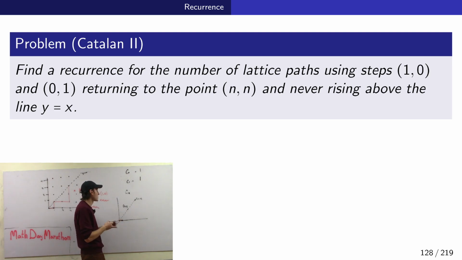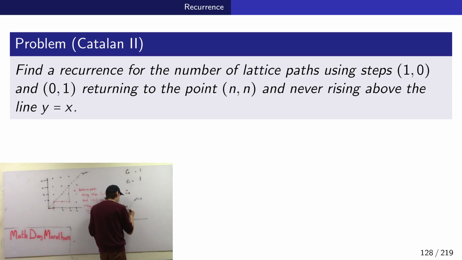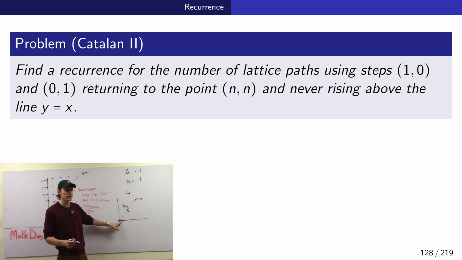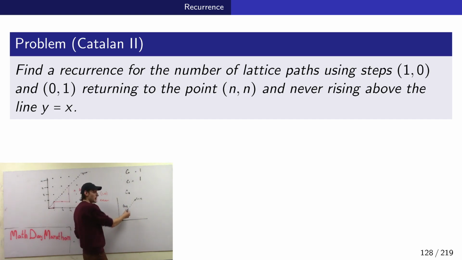What's the last thing I can do before I get here? I have to have moved up. I couldn't have come from the left because I would have been above the line y equals x. So the last thing I had to do was move up to this point. I had to move up from the point, this is k, k minus 1. So what's going on? The first thing I do is move to the right. The last thing I do before I get to k, k is move up. And I know I never hit this line right here in the middle, okay? So I never take an up step from there.